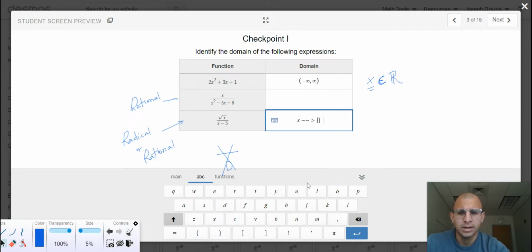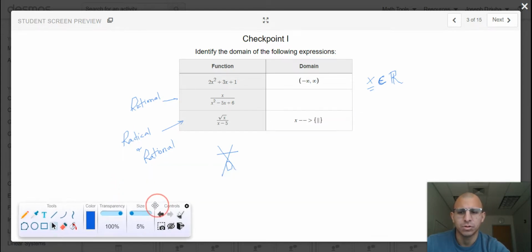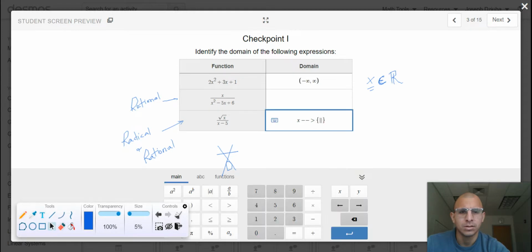We'll say that x cannot equal 5. Let me clear that out of the way. Put this back here. And they also have the do not equal sign. All right, so let's do it this way.